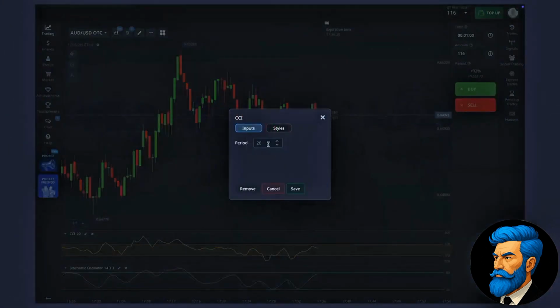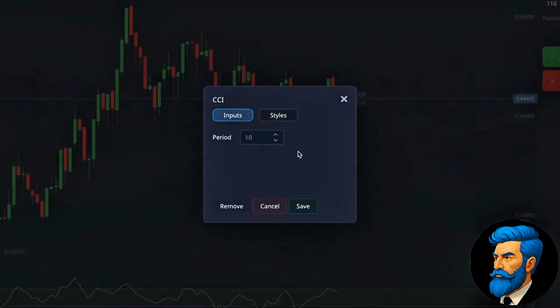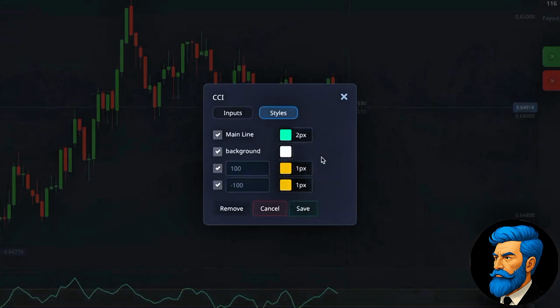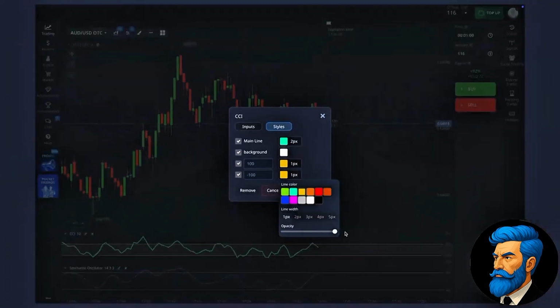Now I will add the CCI settings. It shows how much the price deviates from its average. I set the period to 10. This is a fast CCI. It reacts quickly and shows early momentum changes. For the style, I'll make the channel itself white, the main line light blue, and the lower boundary more saturated.